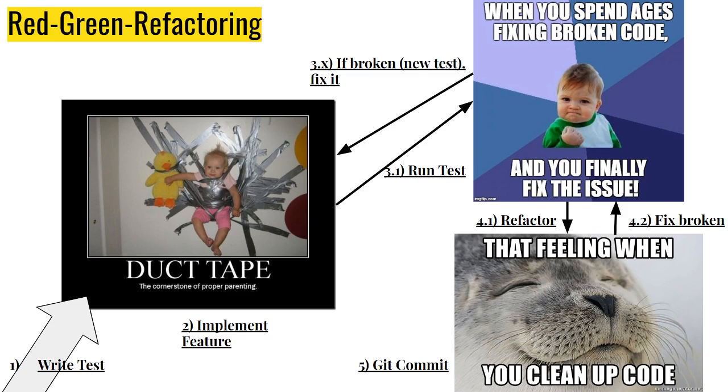The problem with duct tape programming and duct tape programmers in general is that they end their cycle in step 2. They implement a feature which seems to work and they're fine with it. You shouldn't be fine with a working feature. You should have standards and you should follow those standards, and only when those standards are fulfilled, only then you should commit your code.